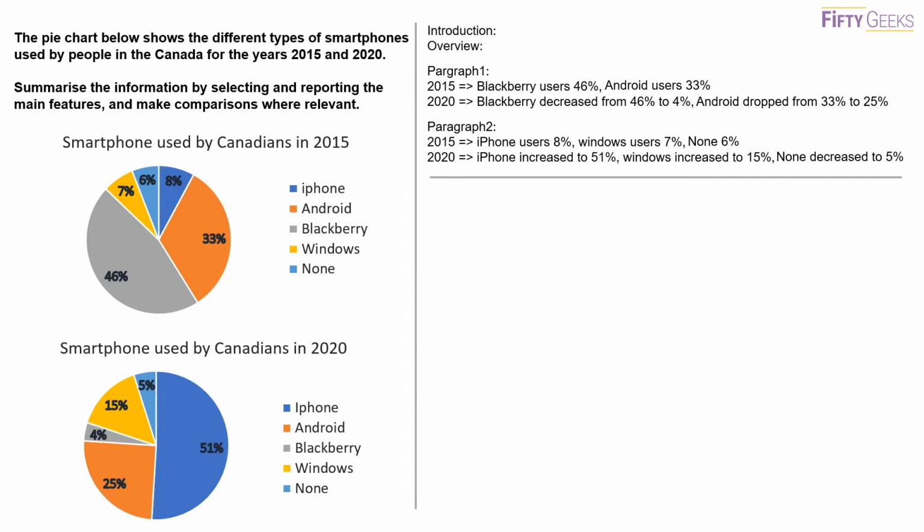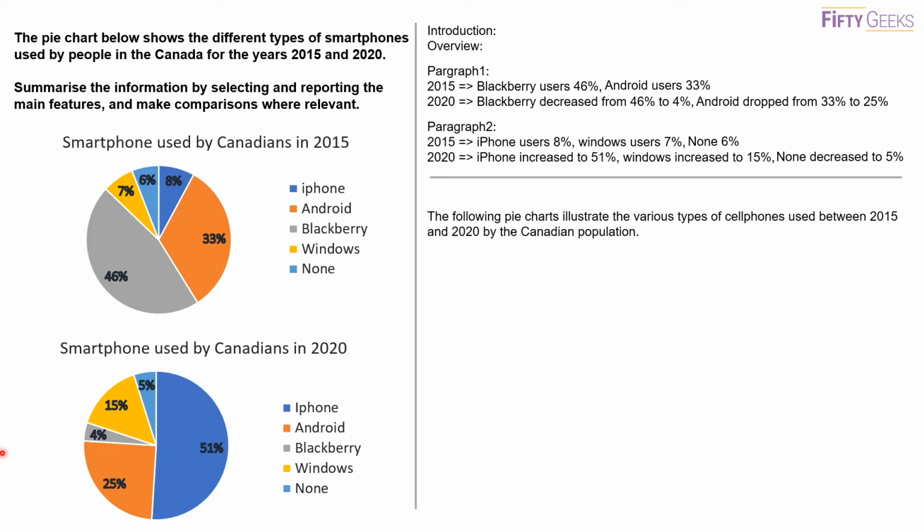Let's start by writing a task 1. I will begin with the introduction paragraph by paraphrasing the question. I will write, the following pie charts illustrate the various types of cell phones used between 2015 and 2020 by the Canadian population. And for the overview paragraph, we will write about the overall trend or the most noticeable features in the given pie chart.